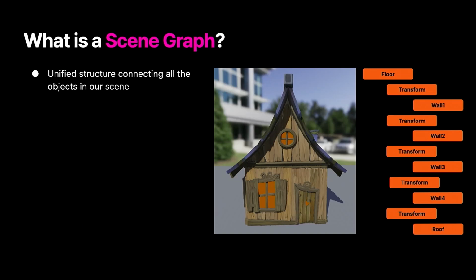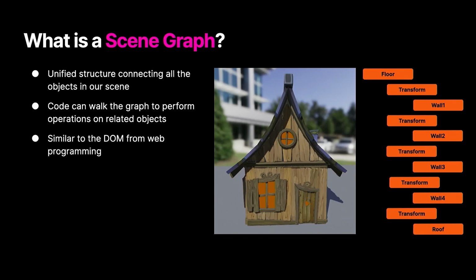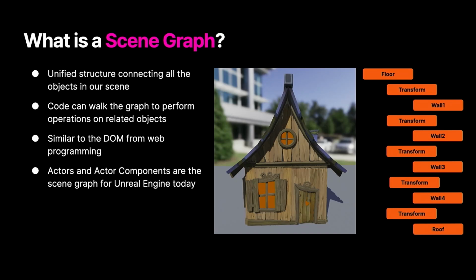And it comes with a bunch of benefits to us as game developers. Mainly, we can now reason about the scene, and we can have code that can walk up and down and around the scene and make updates to objects and reason about the relationships between these things. If you're familiar with web programming, this is pretty similar to the DOM, the document object model. In video games, we also sometimes call it a game object model, or in Unreal today, it's the actor and actor component system. But as you'll see as we get into the talk, this one is not actors, it's a new thing.